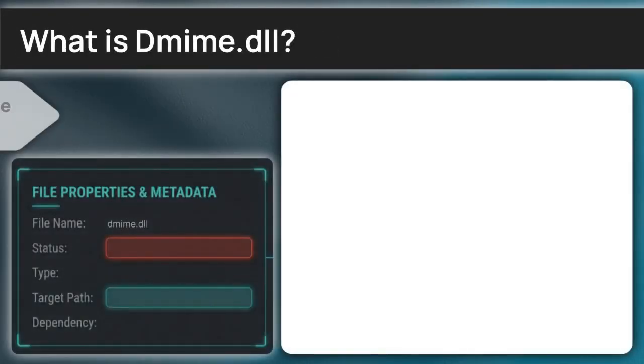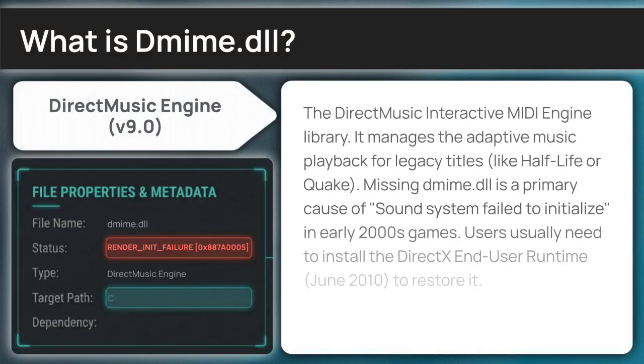This is the DirectMusic Interactive Engine, the DirectMusic Interactive MIDI Engine library. It manages the adaptive music playback for legacy titles like Half-Life or Quake. Missing Dmime.dll is a primary cause of "sound system failed to initialize" in early 2000s games. Users usually need to install the DirectX end-user runtime, June 2010, to restore it. Now that we've covered what the file does, let's jump into our first fix.